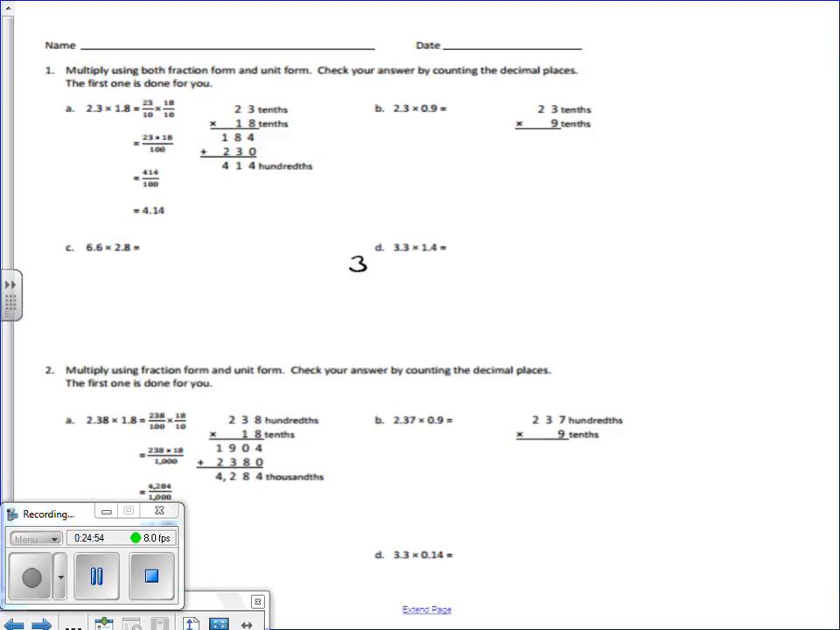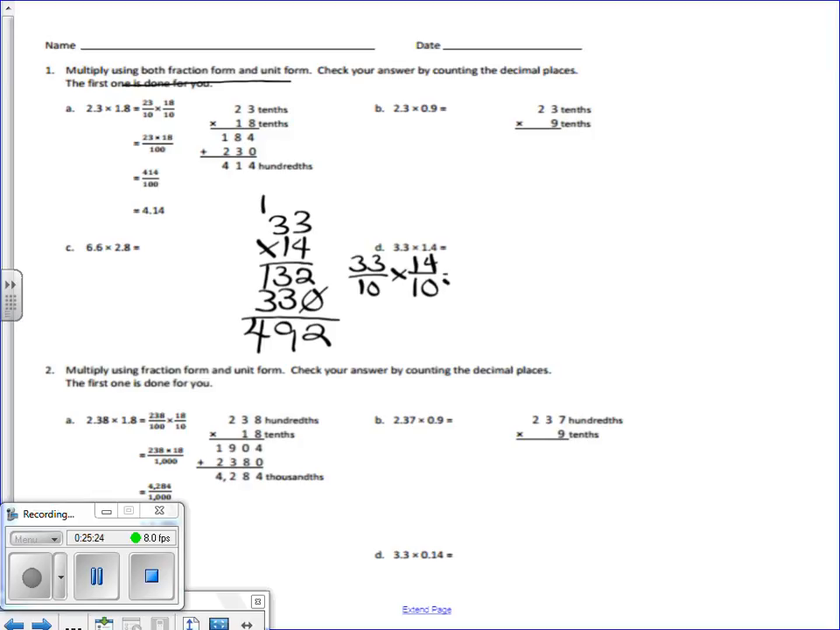So it's 33/10 times 14/10 because you were supposed to also do it in fraction form. Times 14. 12, that's 13. Add a row, add a 0. That's 3. That's also 3. 2, 9, 4. 492 over 100, which would give you 4 and 92.